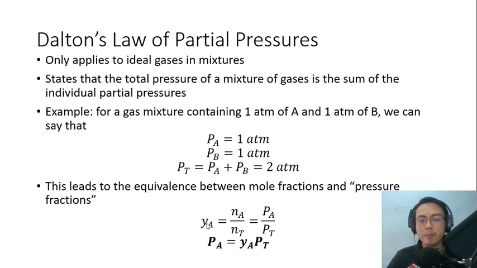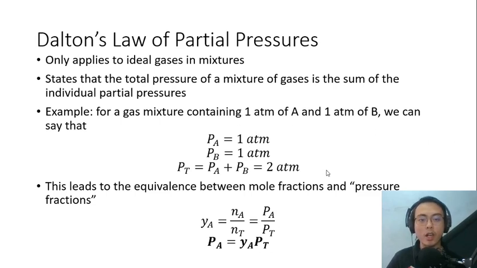So in this case, the mole fraction of A in the gas phase is equal to the number of moles of A over the total number of moles. So this is no surprise to you. You already know this. It's just the definition of mole fraction. But we can actually equate that to the pressure fraction such that the mole fraction of A is equal to the partial pressure of A divided by the total pressure. So in this case, if the partial pressure of A is 1 atmosphere and the total pressure is 2 atmospheres, we can say that the mole fraction of A is 0.5, which should make sense because A and B are present in equal amounts.